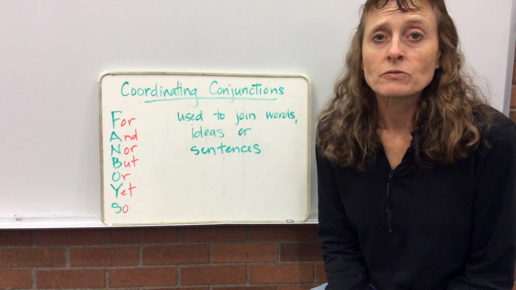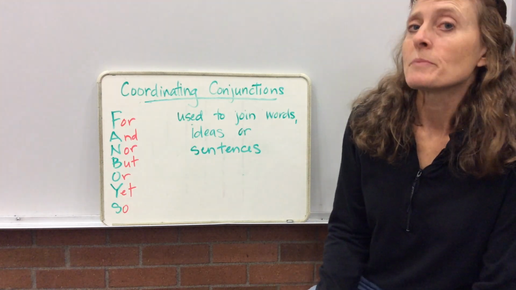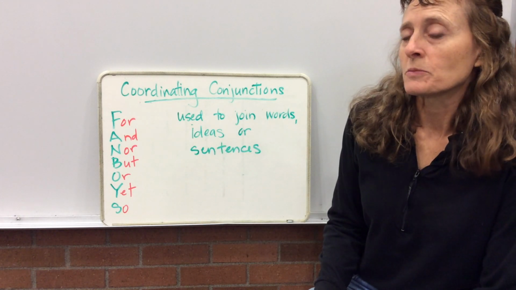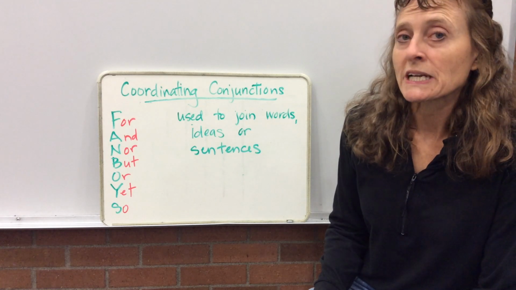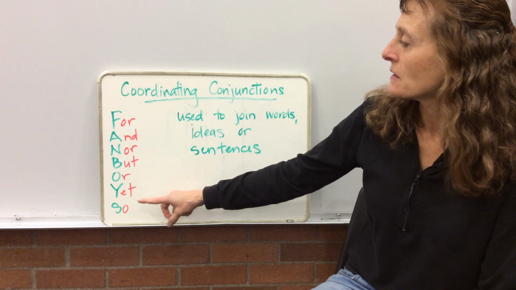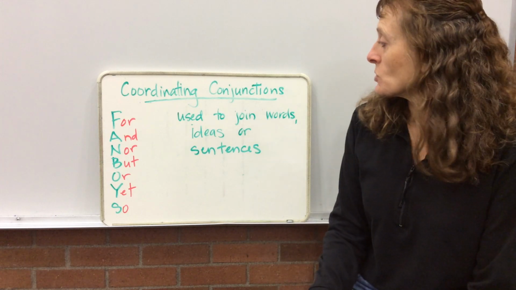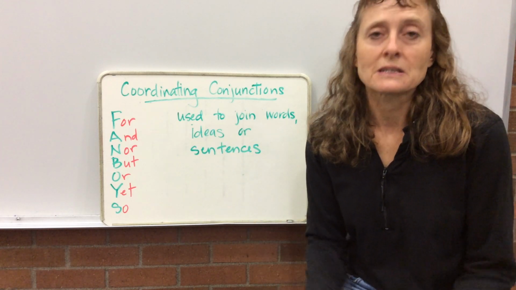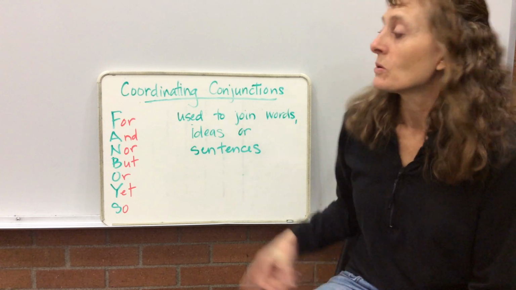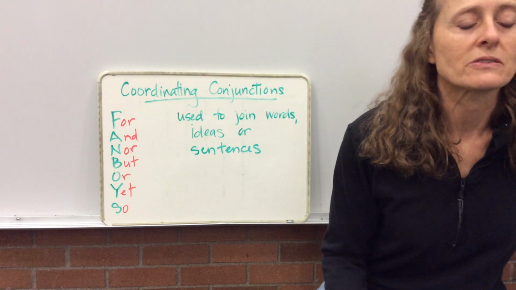Sometimes in class you hear me refer to these as fanboys, because these are the most common coordinating conjunctions out there. And if you put them in the right order, the acronym is fanboys. So those coordinating conjunctions are for, and, nor, but, or, yet, and so. And all these guys do is they join up words, they join up ideas, they join up sentences. So in order to understand how to put together a compound sentence, you have to know what these fanboys are, because that's how we make a compound sentence.